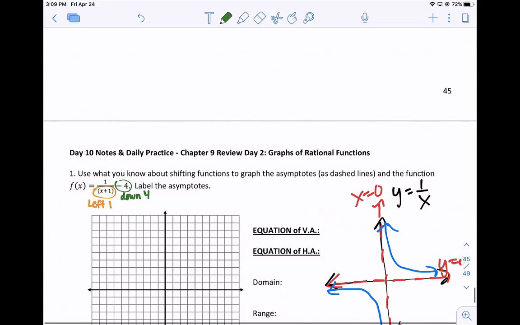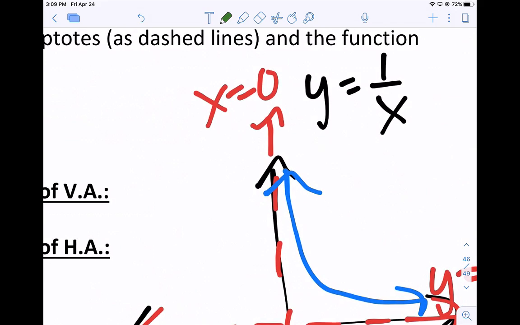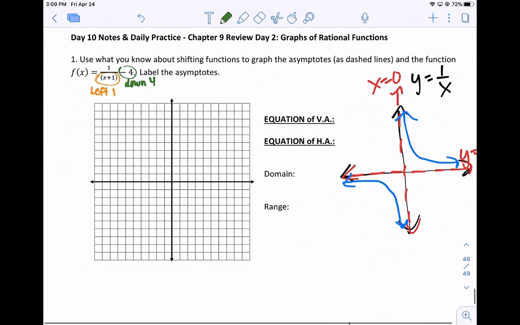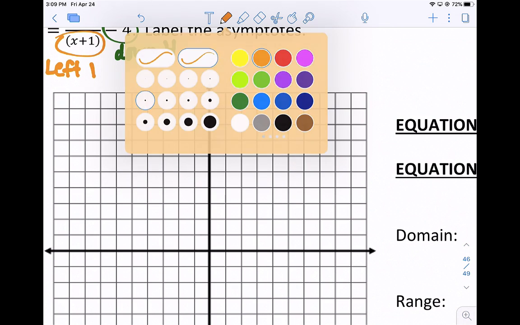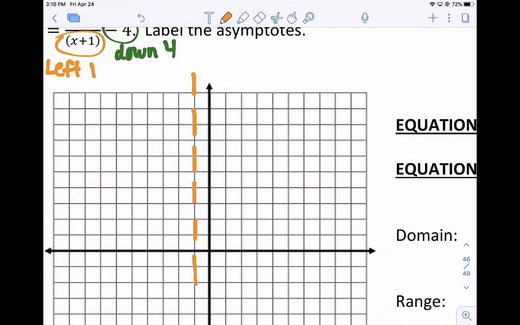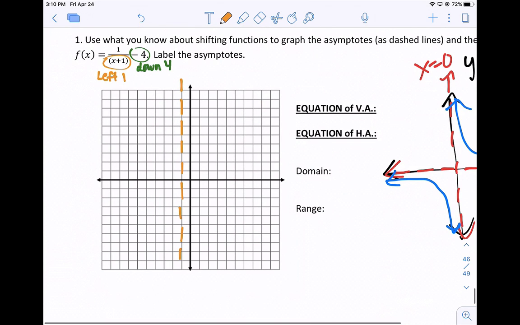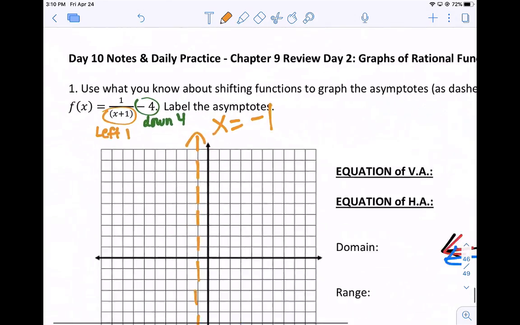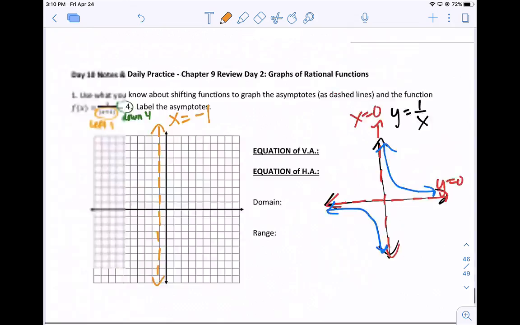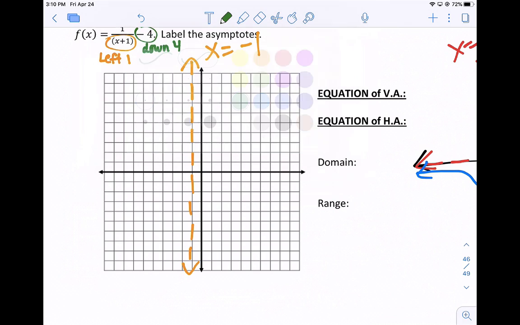So let's start with the left one. x equals 0 was our vertical asymptote, but now it's going to be shifted left 1. And so now we have a new equation of our vertical asymptote at x equals negative 1. And then everything shifts down 4, including this horizontal asymptote at y equals 0. So now I'm going to shift it from the x-axis down 4. 1, 2, 3, 4. All right, so here is our new asymptote, and that is at y equals negative 4.